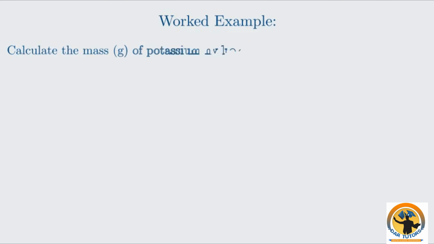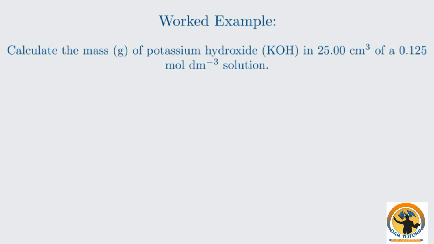Let's calculate the mass of potassium hydroxide in a specific volume and concentration of solution. First, we convert the volume to cubic decimeters. 2500 cm3 is 0.2500 dm3. Next, we calculate the moles of KOH. We multiply the volume in dm3 by the concentration.